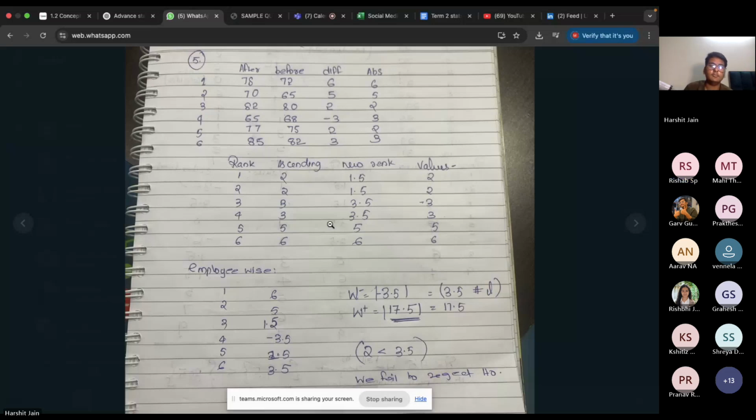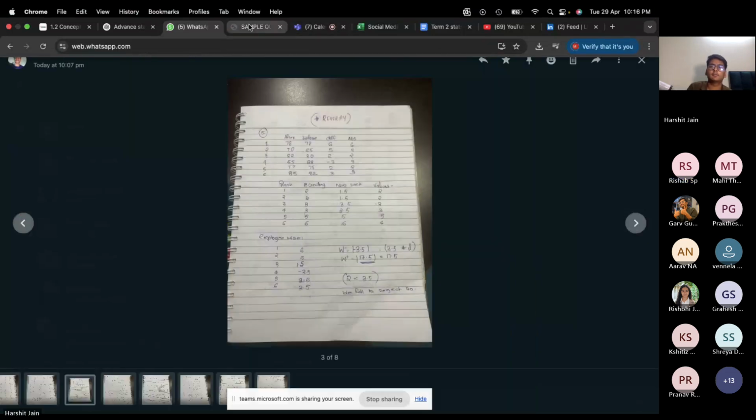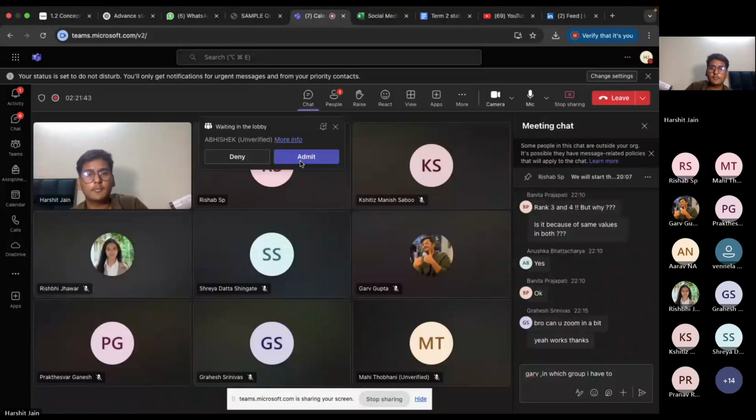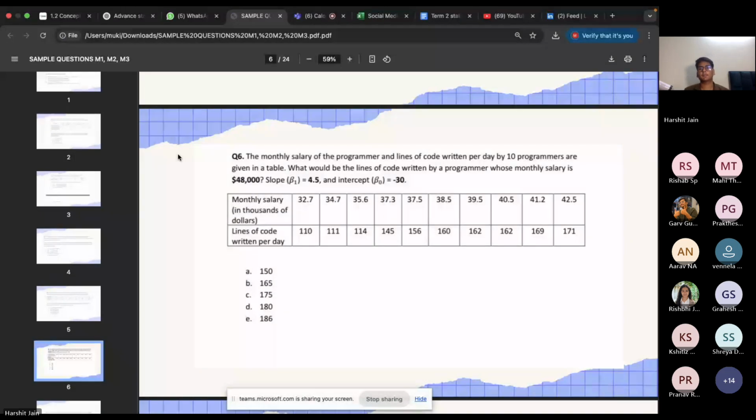Harshit, question 6. Monthly salary of a programmer and lines of code written per day by 10 programmers are given in the table. What would be the lines of code written by a programmer whose monthly salary is 48,000, beta 1 is 4.5? It's a simple linear regression question. Someone asked earlier whether we'll get linear regression questions. So this is an example for that.